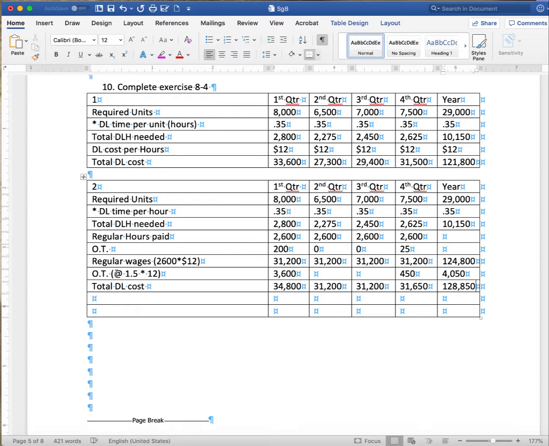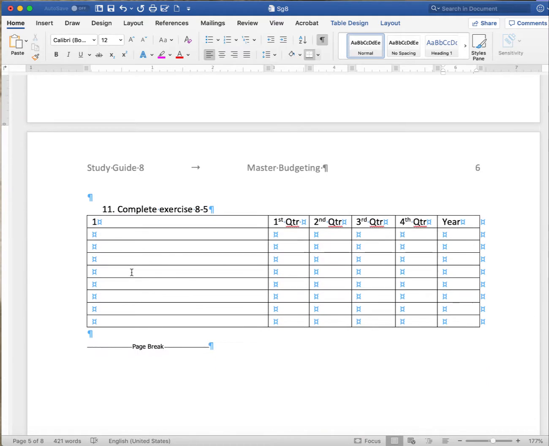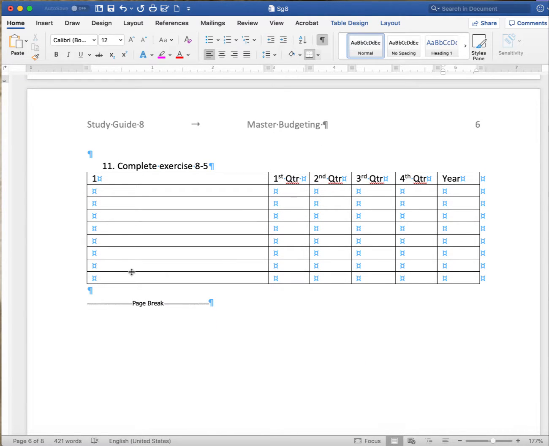All right. So the next one, easy peasy lemon squeezy, right? This right here is exercise 8-5, and we're dealing with the manufacturing overhead budget. Super duper easy.